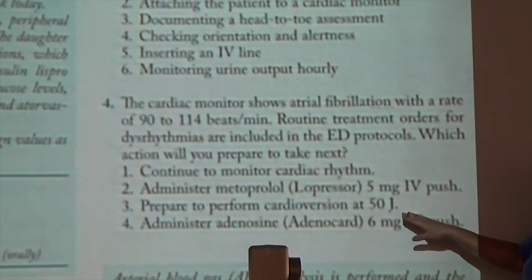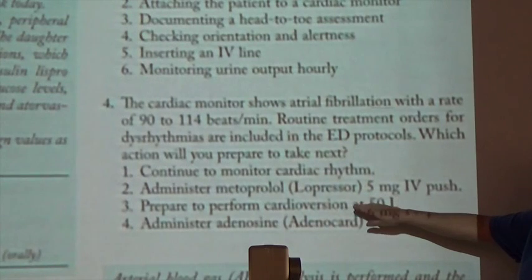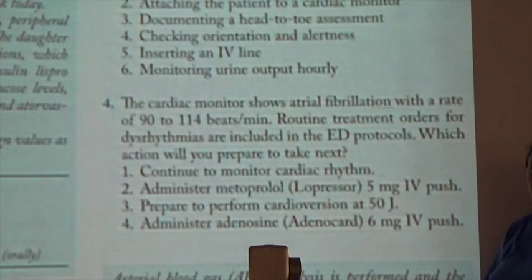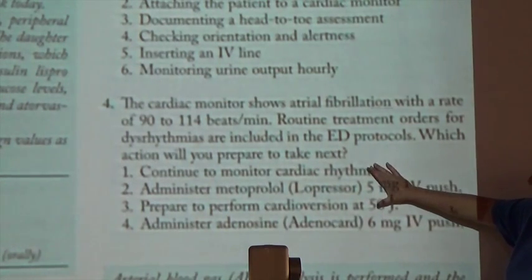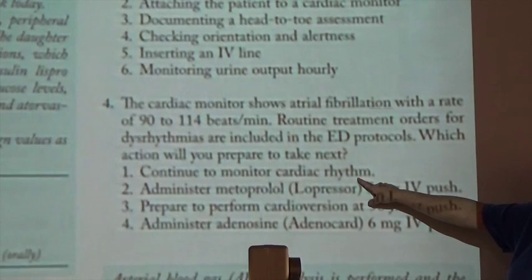So, low pressor, what does it do? It lowers your pressure. So, is there anything wrong with the blood pressure? No. So monitor that cardiac rhythm. So we're between these two? Or the cardioversion. That's the only one I'm comfortable with. Between 90 and 114, I would say that you're going to monitor it. I would monitor it. Number one is the correct answer.